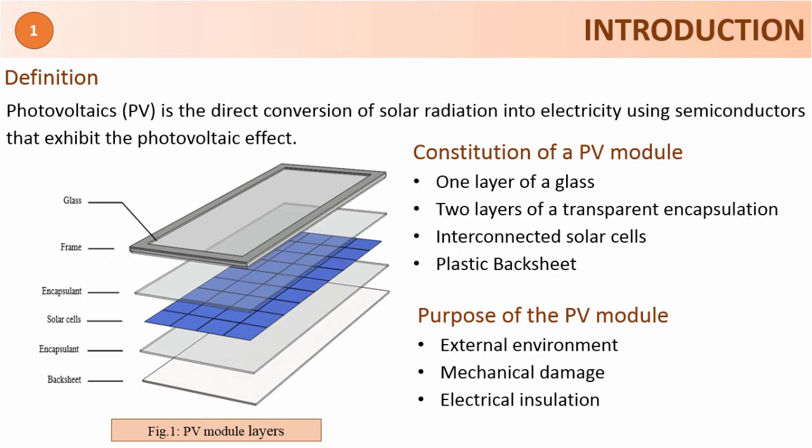Photovoltaics is the direct conversion of solar radiation into electricity using semiconductor materials that exhibit the photovoltaic effect. A standard PV module consists of many layers, as shown in figure number 1. The main purpose of this composite structure is to provide protection from the external environment and mechanical damage, and also to provide electrical insulation.